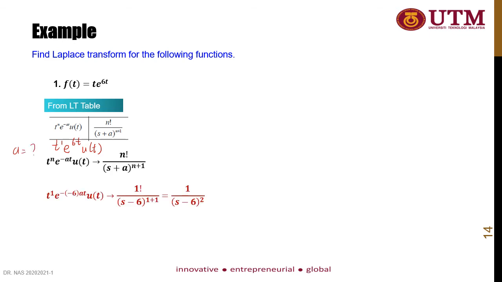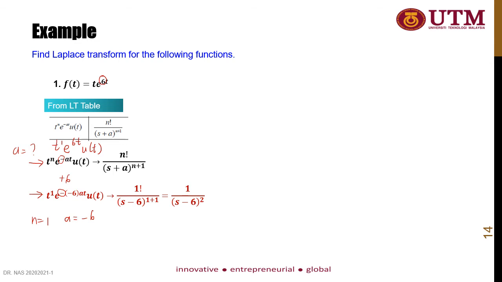So comparing the equation from the table with the one you have, n equal to 1. Your A is negative. To get positive 6 from the equation, your A will be negative 6. Then you can replace all parameters inside the equation.